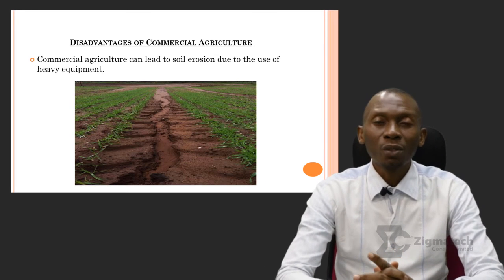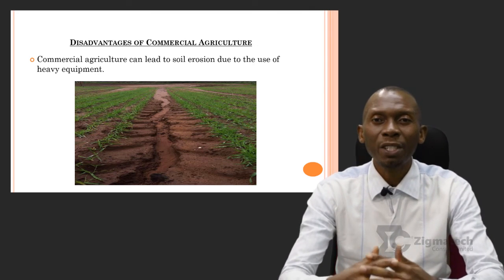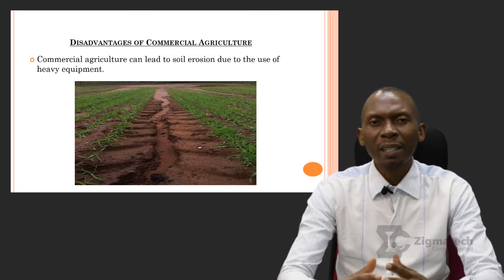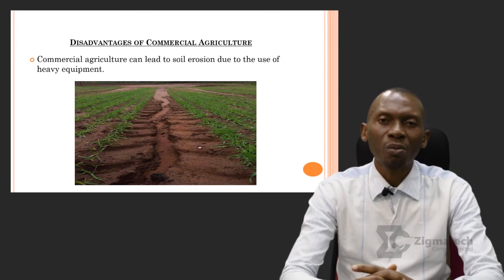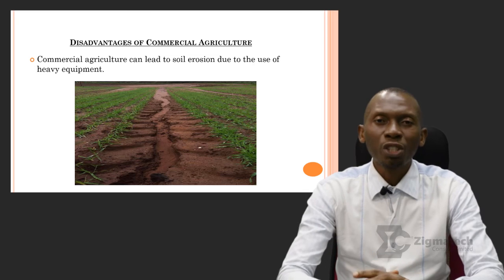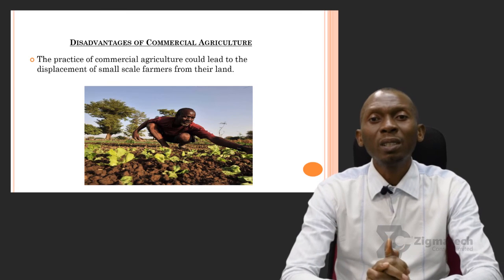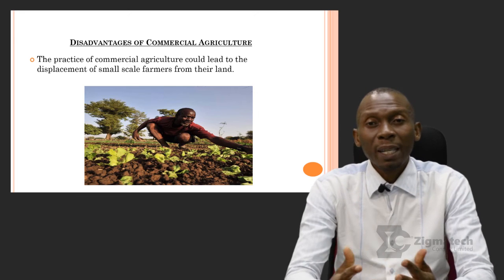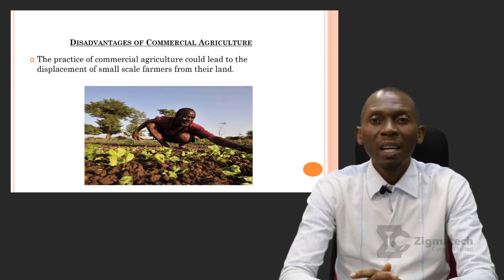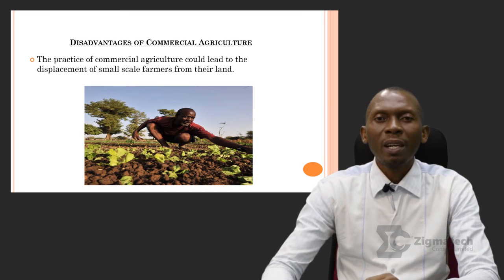Now, the use of equipment can also cause what is called soil erosion, because these machines are heavy, and as they carry out their activities on the farm, they compress the soil, and that compaction can now lead to erosion. So that's another disadvantage of commercial agriculture. It could also lead to the displacement of small-scale farmers from their lands, because it is practiced by the rich. They can influence decisions and use their money to purchase land and displace small-scale farmers. That's another major disadvantage of commercial agriculture.